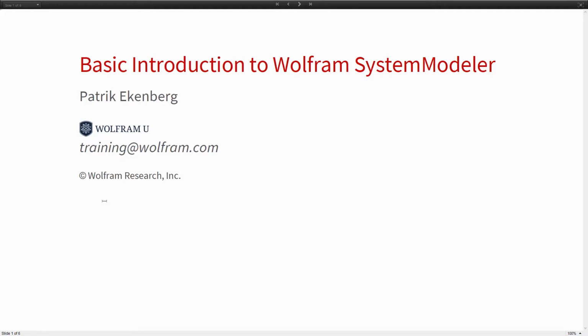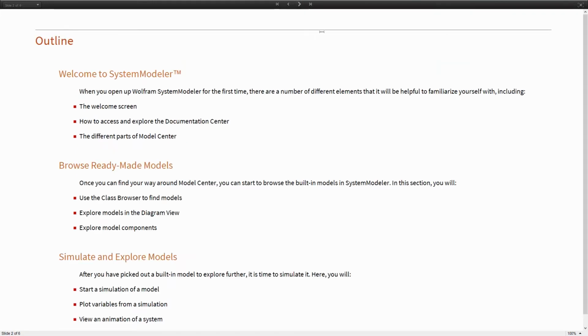This notebook that I have here will be distributed in the chat window, so you can download it for yourself and follow along with the tutorial. In this first part we will introduce ourselves with the software. We'll look at ready-made models that are runnable examples available in SystemModeler, and we'll find out how we can explore them. We will also simulate the example model and manipulate it in different ways. I will start by jumping into a new session of SystemModeler.